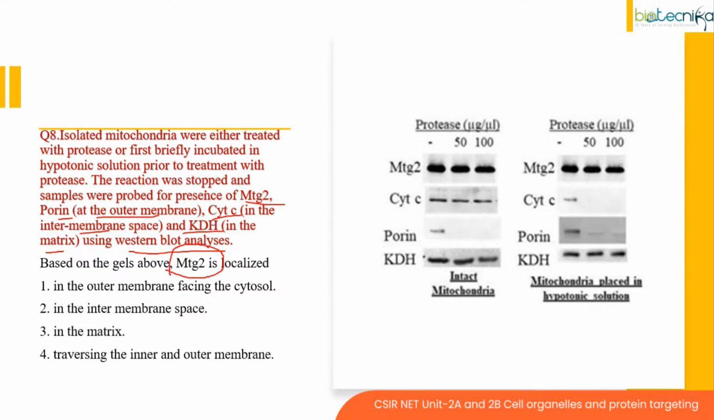Identify. So here you have to analyze the blotting. What is happening in the intact mitochondria and what is happening in the mitochondria that is placed in the hypotonic solution? What is the difference among them? And what about this MTG2? You have to just analyze and understand the image properly. You can easily get to a conclusion.